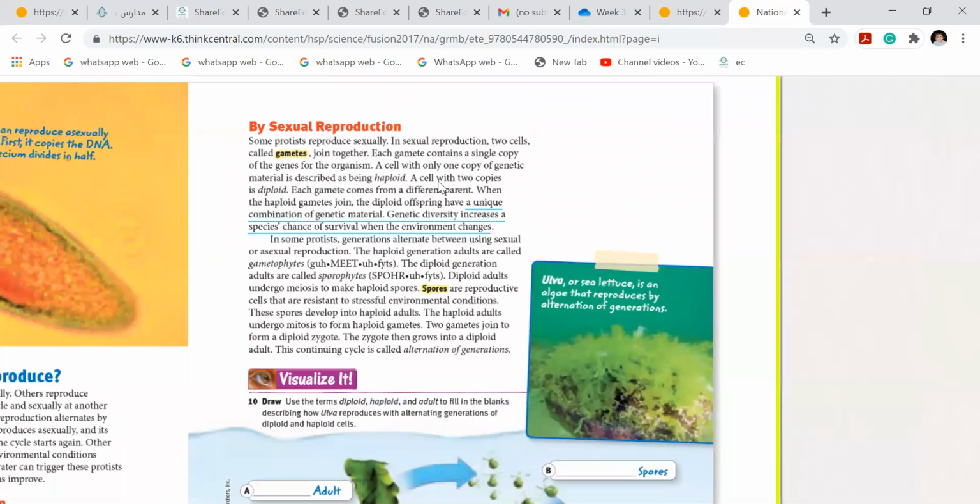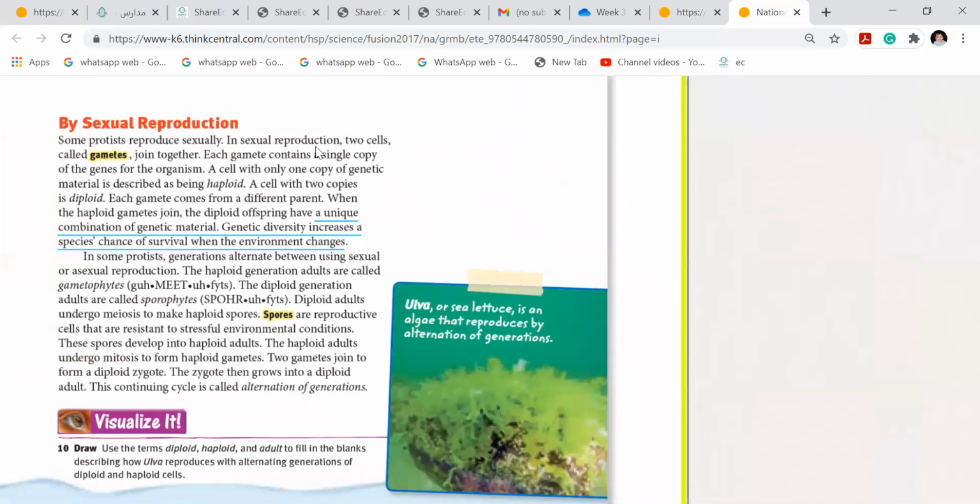Now here, sexual reproduction. They will drop small spores. Two cells, gametes, join together. You remember the words from last term, binary fission and gametes. The egg cell from the mother and the sperm cell from the male unite and form a cell called a gamete or a zygote.